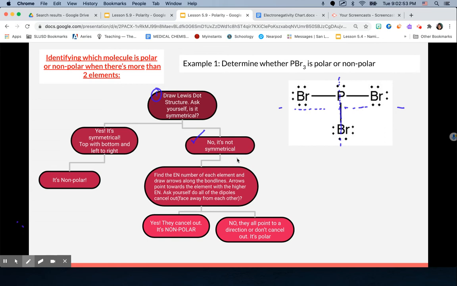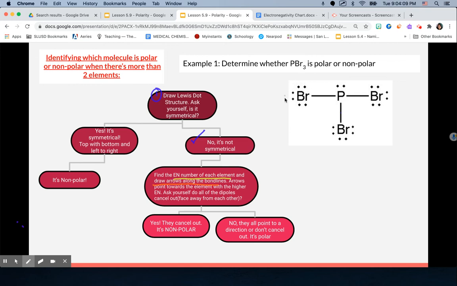So at this point, I need to do something a little bit extra. I've erased the dotted lines just to make things a little more clear, right? But we've already determined that it's not symmetrical. So our next step is going to be find the electronegativity number of each element and draw arrows along the bond lines. So let's do that next.